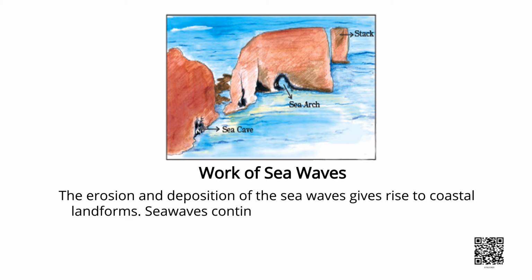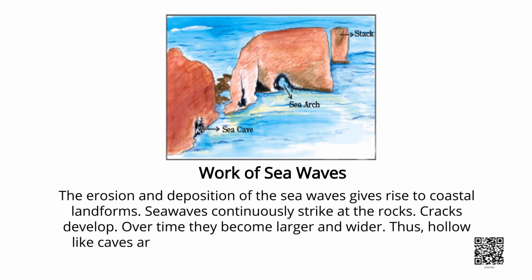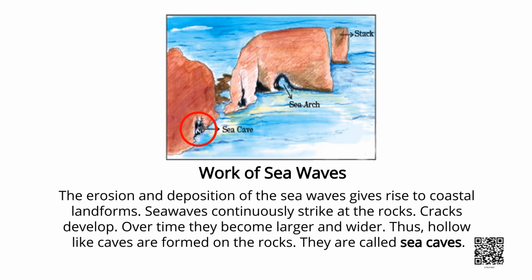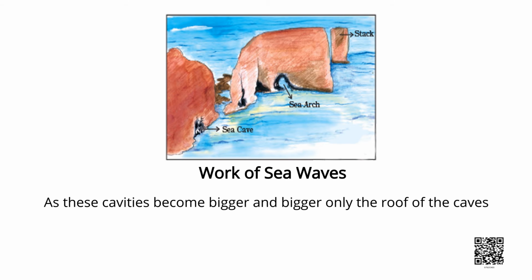Sea waves continuously strike at the rocks. Cracks develop. Over time, they become larger and wider. Thus, hollow-like caves are formed on the rocks. They are called sea caves. As these cavities become bigger and bigger, only the roof of the caves remains, thus forming sea arches.